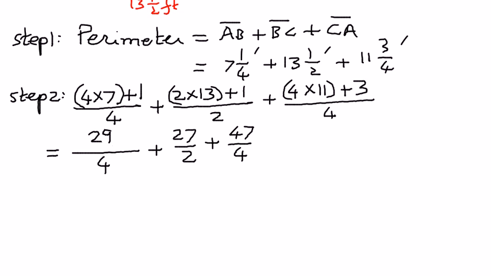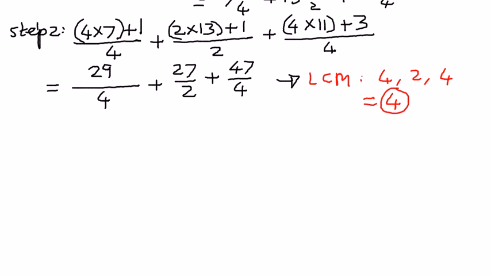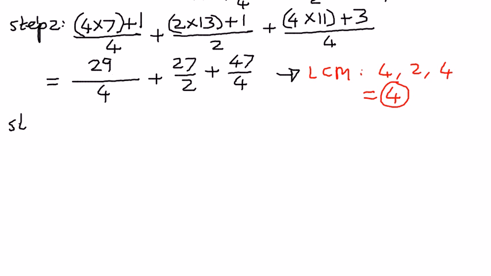As we can see, we need to find a common denominator for the numbers 4, 2, and 4. 4 is a multiple of 2, therefore, if I were to make a small note here, the least common multiple for the numbers 4, 2, and 4 is going to be equal to 4. Therefore now we are ready to find a common denominator for these numbers. So I'm going to write it as the next step, step number 3.